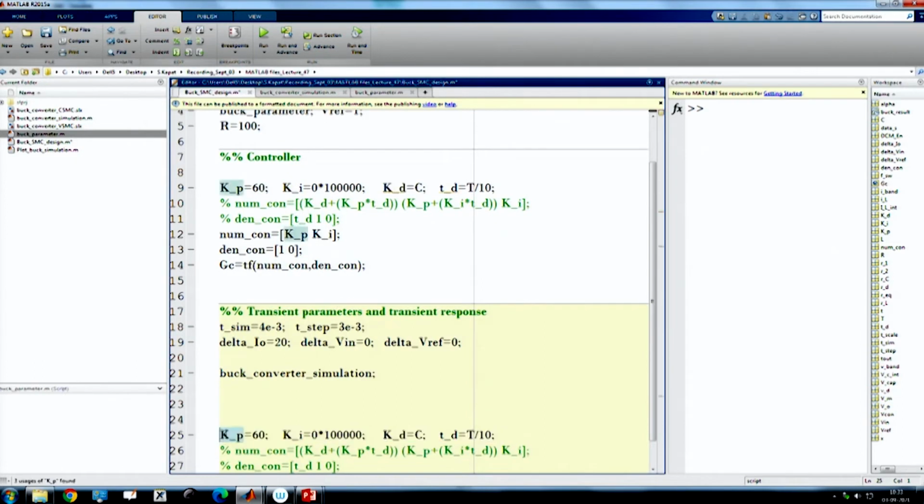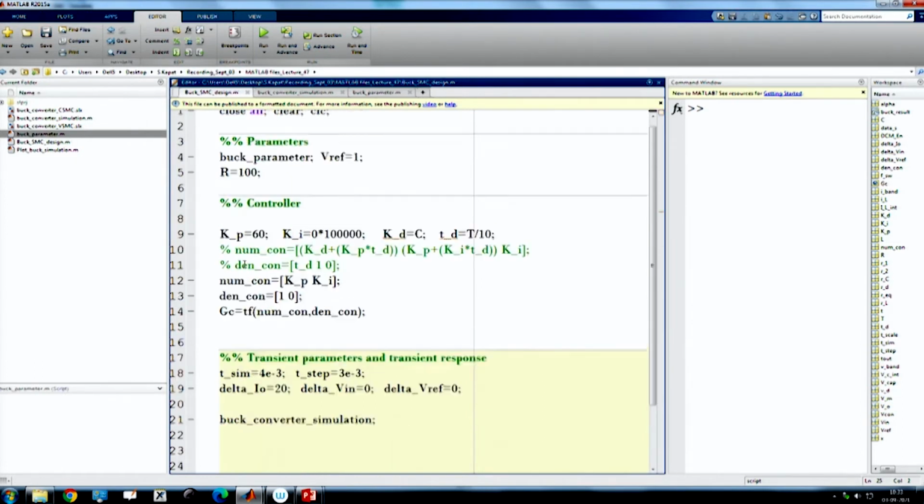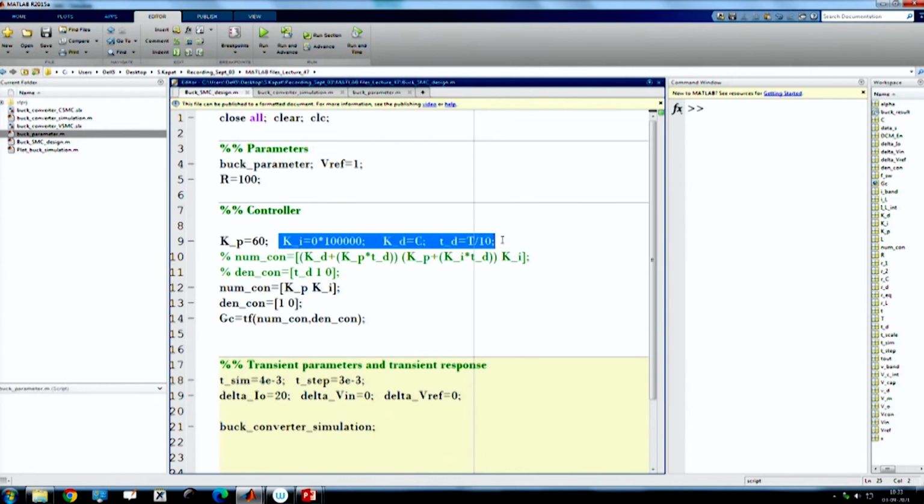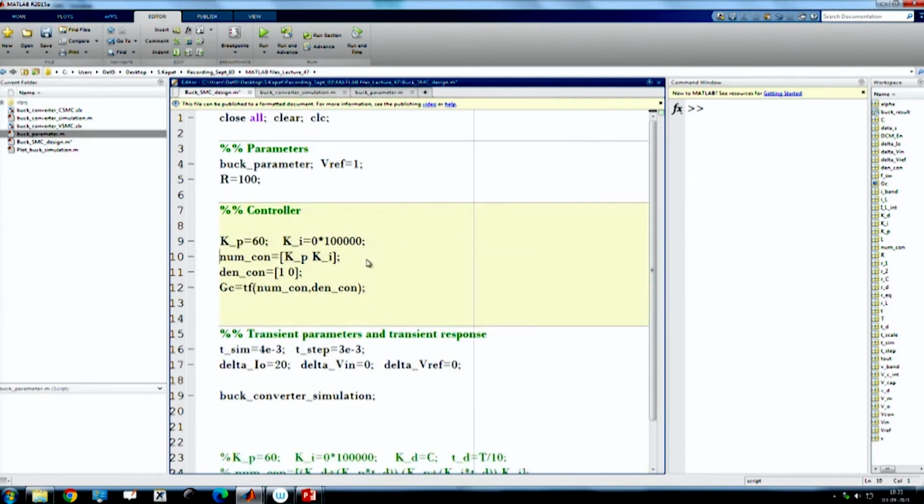This part, when I require it, I will put it. So, I do not need any Kp or Kd. I am not considering any integral action, it is just initially a proportional control, and I am applying a load step transient of 20 ampere.